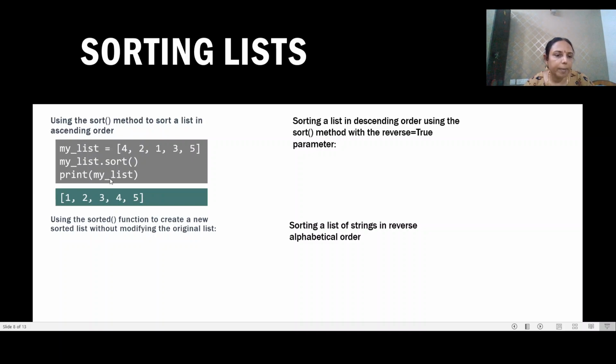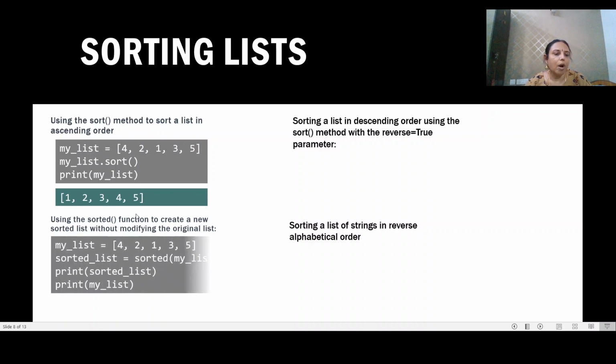Now if I print my list, it is printing only the sorted values. The original list is modified, so you cannot retrieve the original value. Suppose you want to have the original list as well as the sorted list, then you can opt for the sorted function. So how to use that? You have to use sorted of my list.